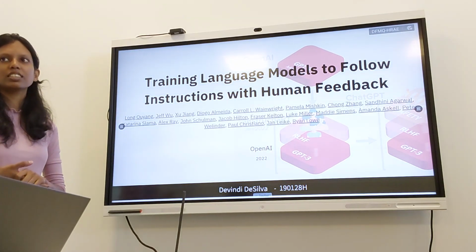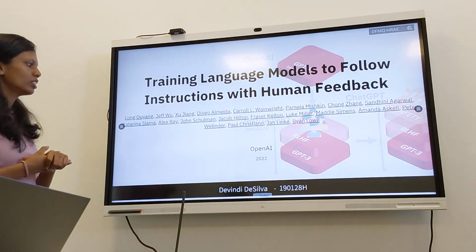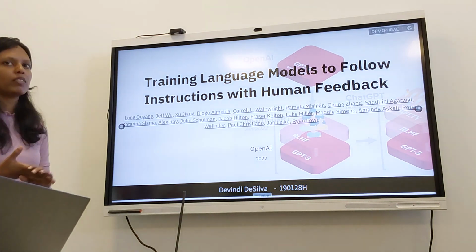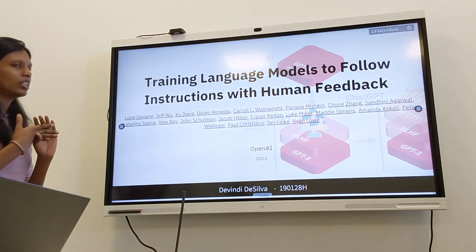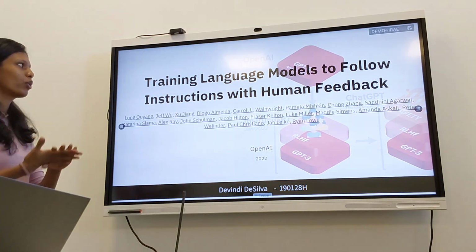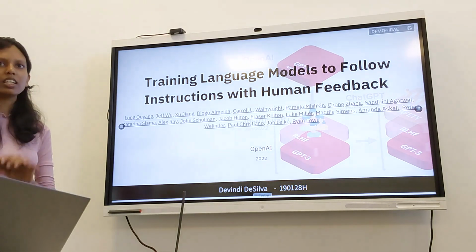Discussing the InstructGPT paper. This is done by the OpenAI team, and in this paper what they have basically done is research a way to train language models to follow instructions with human feedback.